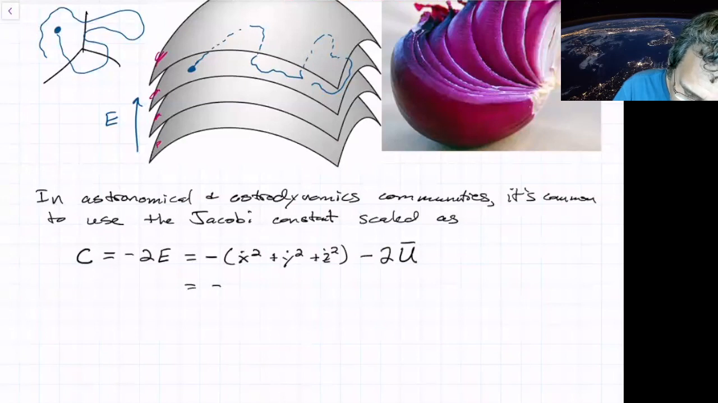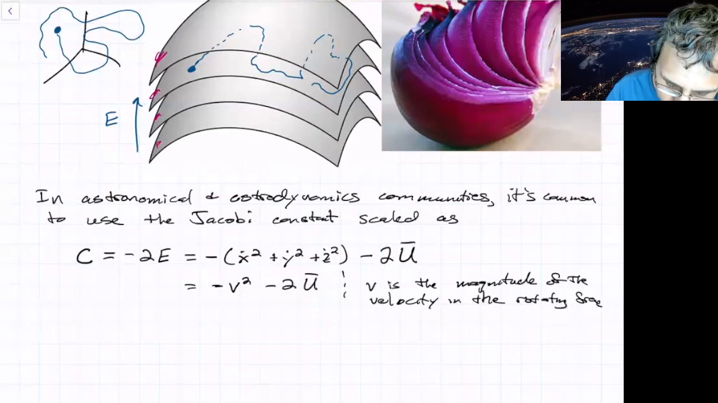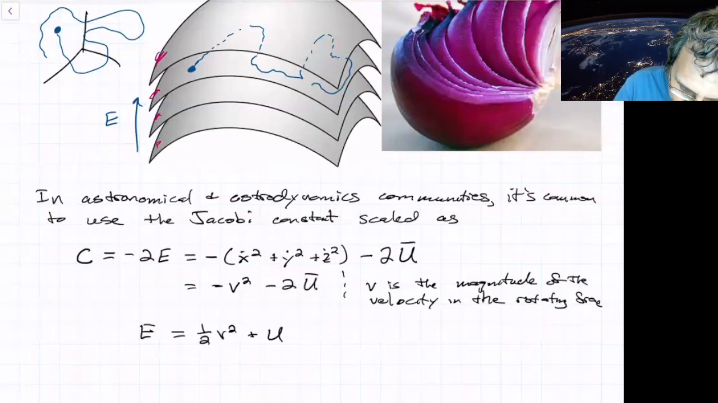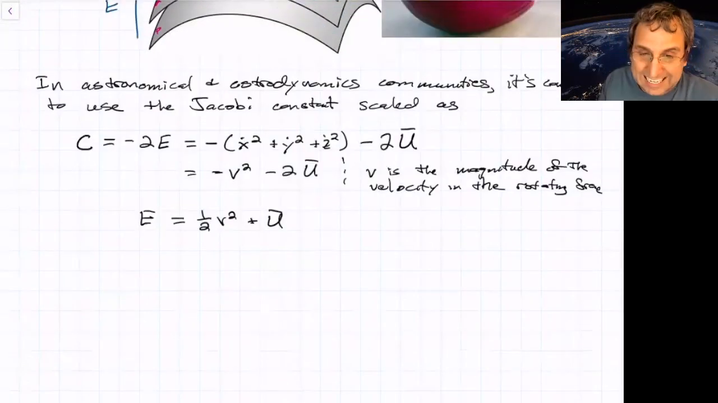And if you wanted to, you could combine this into just v squared, where v is the magnitude of the particle velocity in the rotating frame. So I think I would rather have just regular old E, where E at least looks something like energy. And physically, I've been saying, oh, the Jacobi constant is not the mechanical energy. Neither is E. So this is writing things in terms of the velocity in the rotating frame.